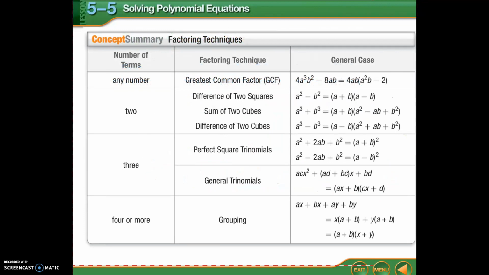Here are just some techniques. With any number of terms, we want to first factor out the greatest common factor. If I have two terms, I'm looking for a difference of two squares, sum of two cubes, or difference of two cubes, and these are our formulas. If I have 3 terms, I'm looking for perfect square trinomials, or I can factor like quadratics, and we could use all of that. And if I have 4 or more terms, I want to factor by grouping.